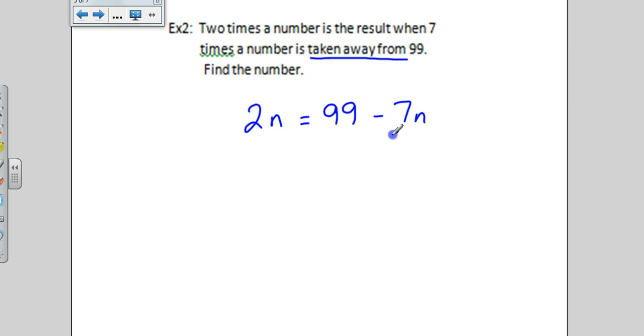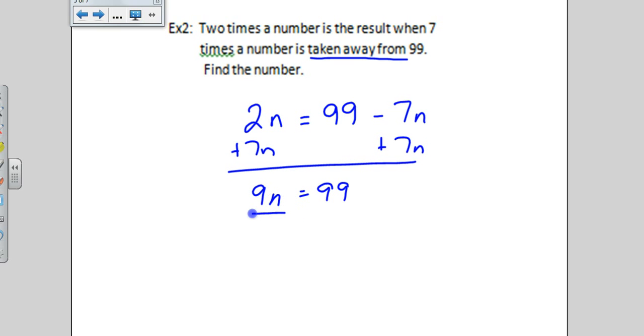So to solve for n, I'm going to add 7n to both sides. And we're going to get 9n equals 99. And then when you divide by 9, you get n equals 11. And again, just cautious that I didn't actually answer the wrong question. They just wanted to know n, so we're done.